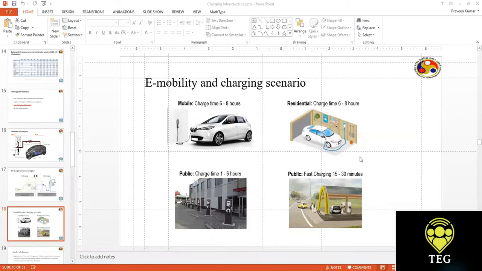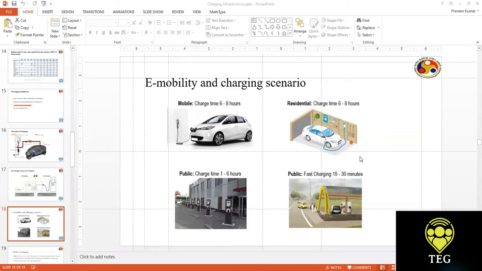Then you have public chargers, like in a parking lot. They are moderate chargers. They are not extremely fast chargers, but we can classify them as faster than the residential or the mobile chargers, and they take around 1 to 6 hours to charge the vehicle. And then there are public fast chargers, which take around 15 minutes to 30 minutes to charge the vehicle.